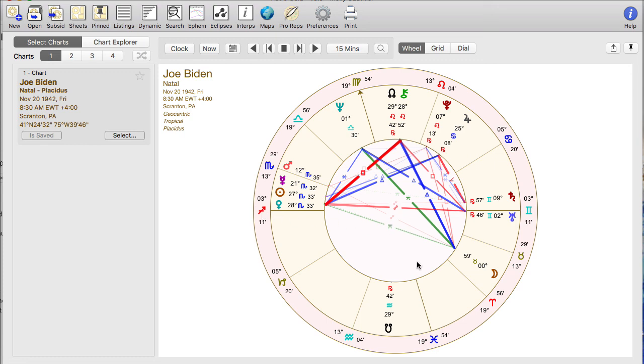Interesting, huh? So try it yourself. See if you can practice finding the rulers and understanding how they exert an influence over the houses and signs that they are the landlord of.